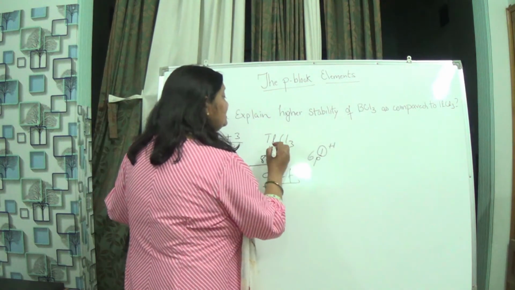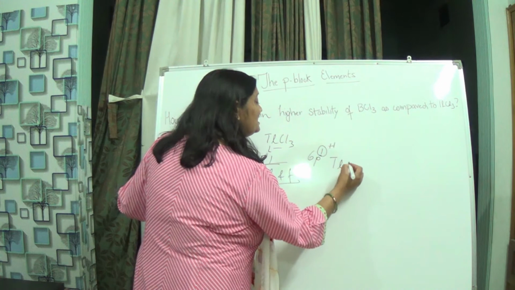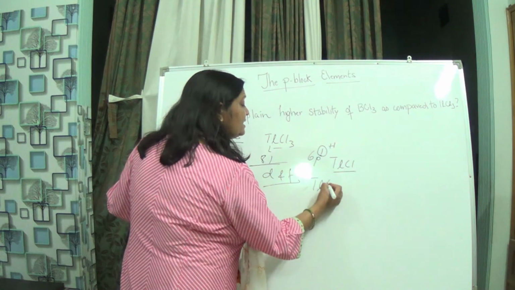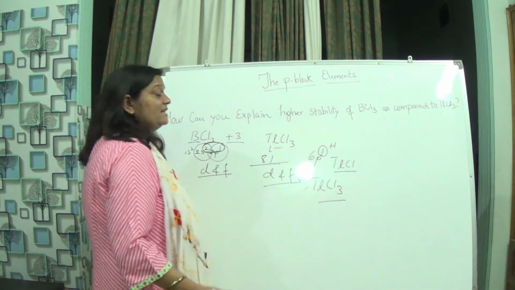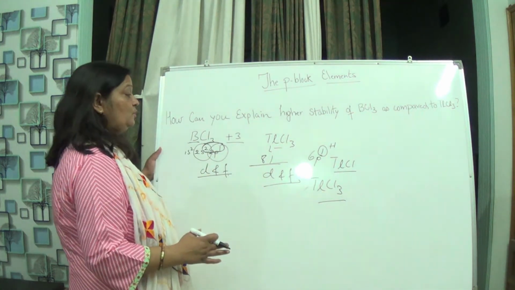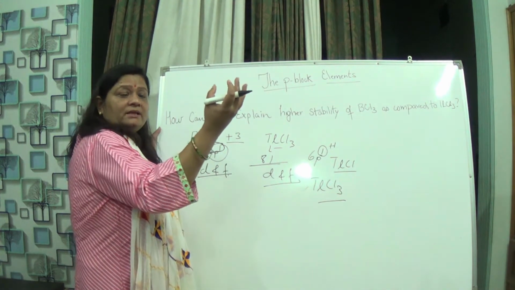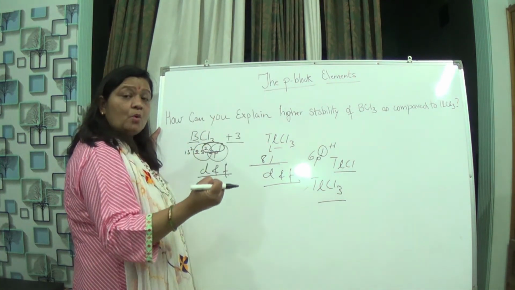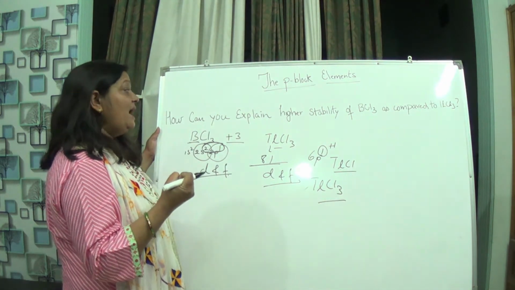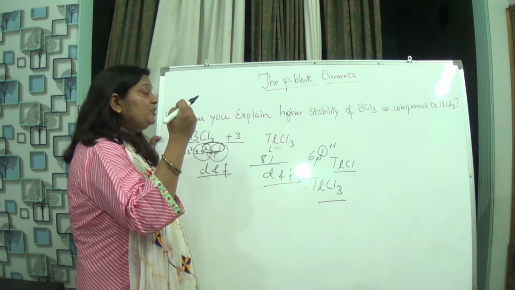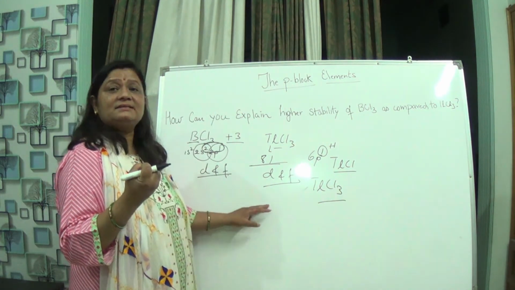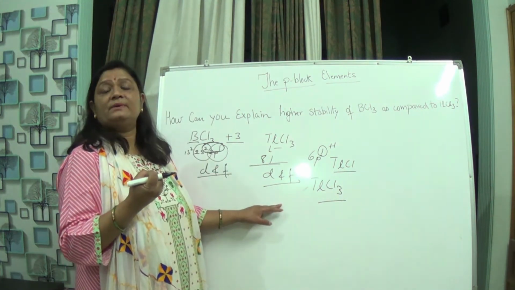Thereby we can say that if the compound is TlCl, then it is stable. But when we talk about TlCl3, this poor screening by the electrons present in the d and f orbitals increases the effective nuclear charge for the electrons present in the s subshell, and thereby it does not want to give those electrons, it holds them, and as a result it makes TlCl3 unstable in nature.